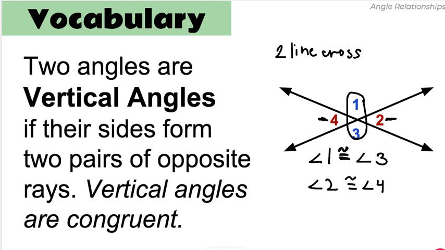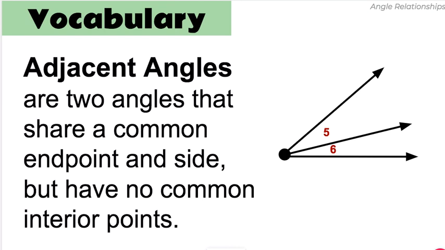Now, all these terms you're going to learn are going to help us identify angle measurements and solve a lot of angle issues by knowing these different rules. All right, adjacent angles. Adjacent angles are just two angles next to each other that share an endpoint and one of these rays. So because this is shared, these two would be adjacent.